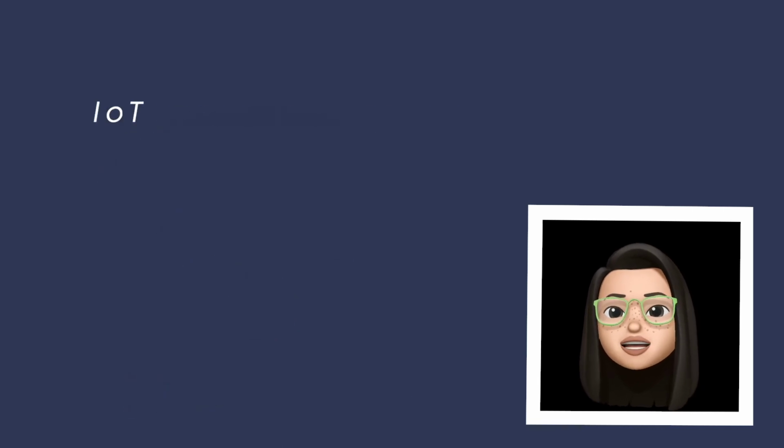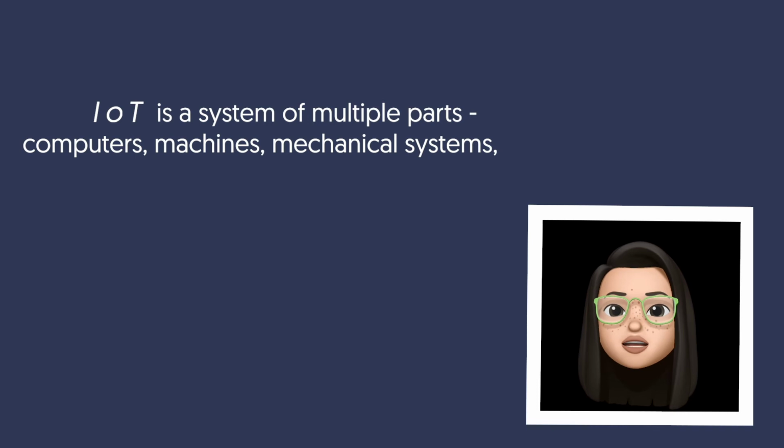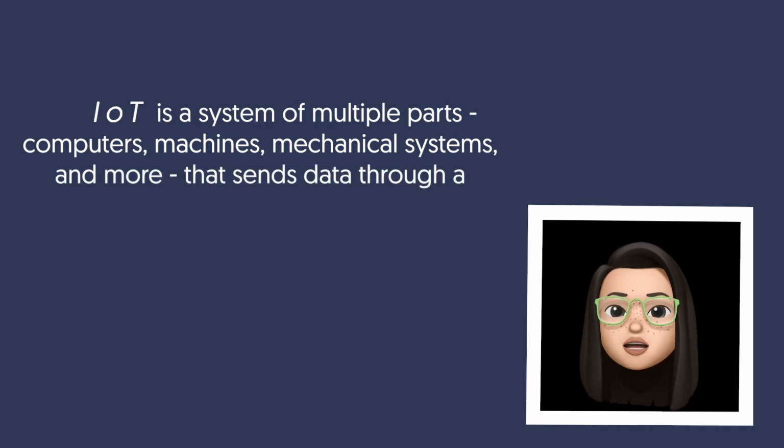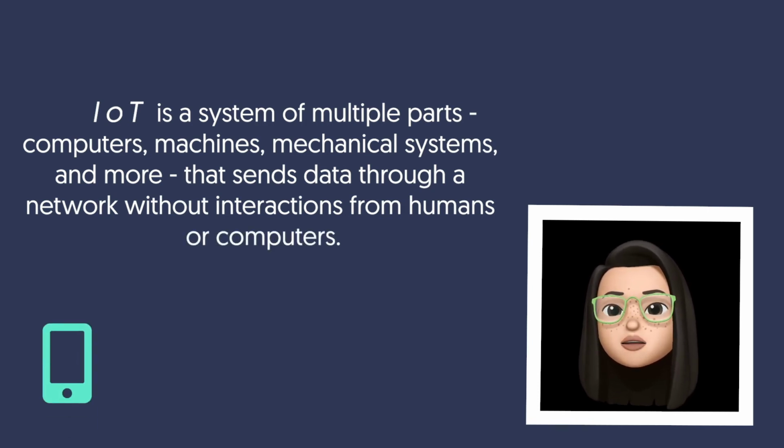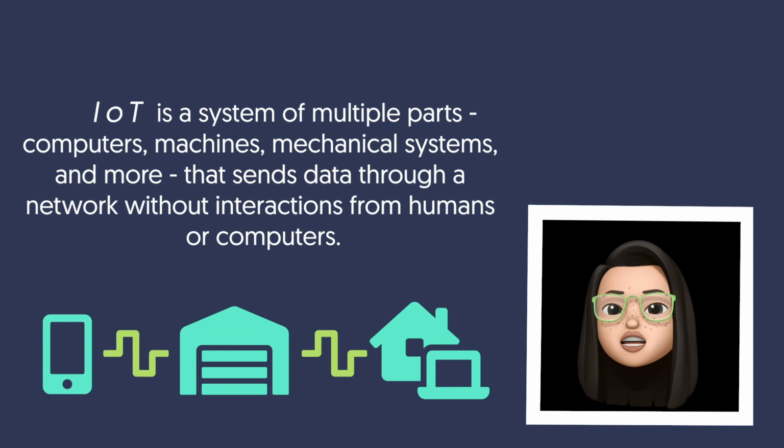Next, we covered the Internet of Things, or IoT, and sensors hardware. The IoT is a system of multiple parts: computers, machines, mechanical systems, and more, that sends data through a network without interactions from humans or computers. In other words, it is a group of objects that all connect and exchange data throughout the created shared system.